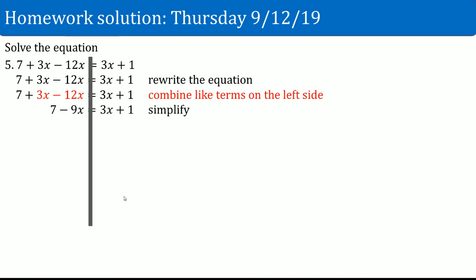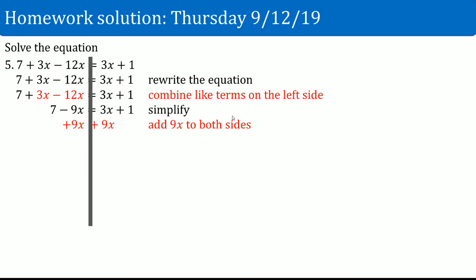Everything else comes straight down. The right-hand side remains 3x plus 1. That 7 came down on the left-hand side as well. Now I have 7 minus 9x equals 3x plus 1. I see a variable on both sides, so I want to move the smallest one. What is smaller, negative 9x or 3x? Negative 9x is the smallest one. So we do the opposite. What is the opposite of minus 9x? It would be add 9x.